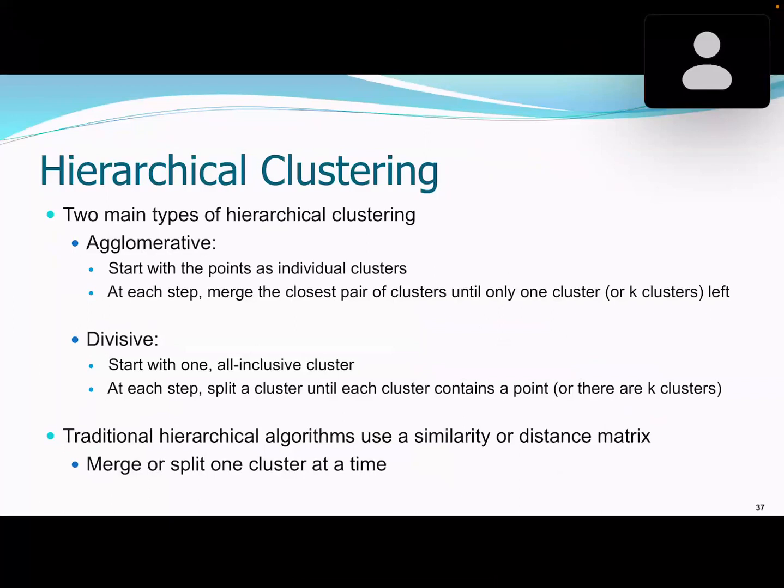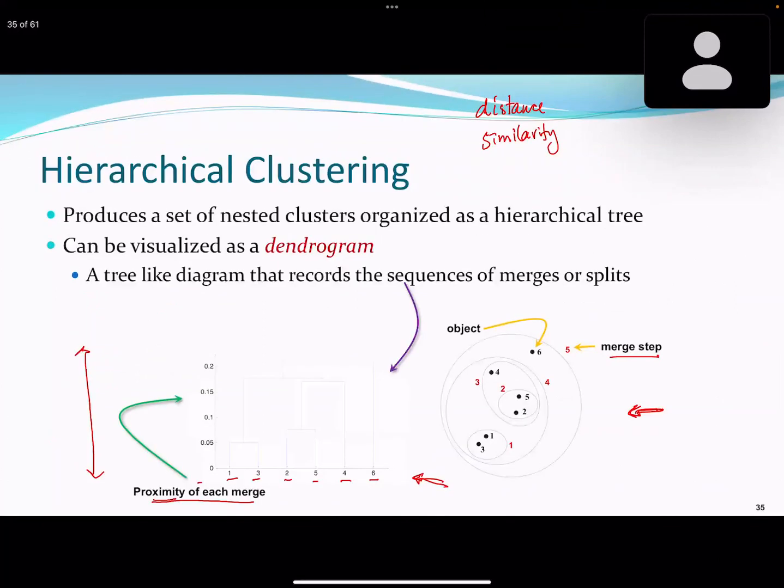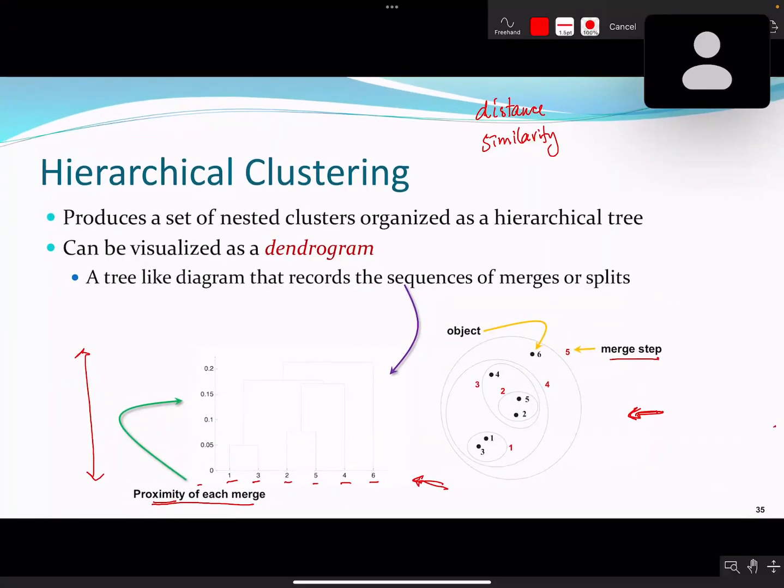There are 2 main types of hierarchical clustering. They are called agglomerative clustering and divisive clustering. They work differently, kind of like the opposite of each other. Agglomerative clustering is a bottom-up approach. We start with points as individual clusters, and at each step, we merge the closest pair of clusters until we have only 1 cluster left. So this is kind of like what we just illustrated. We start with the bottom of the dendrogram. We try to build the dendrogram bottom up.